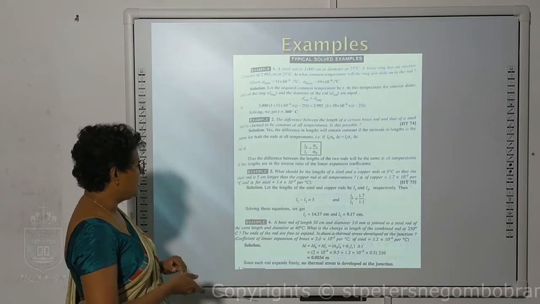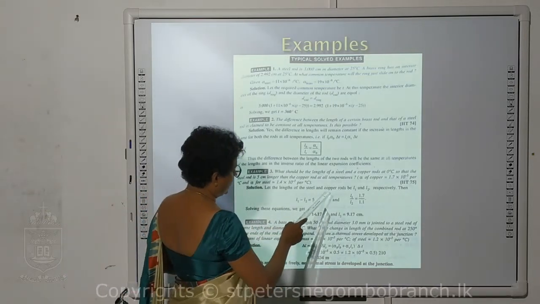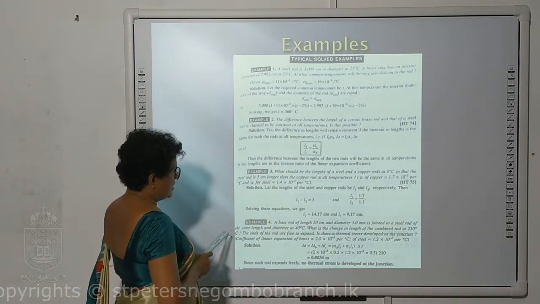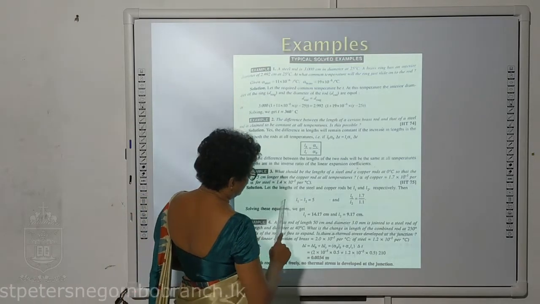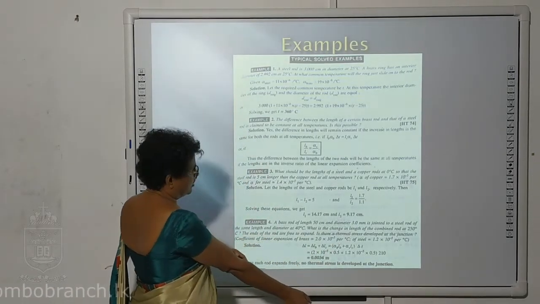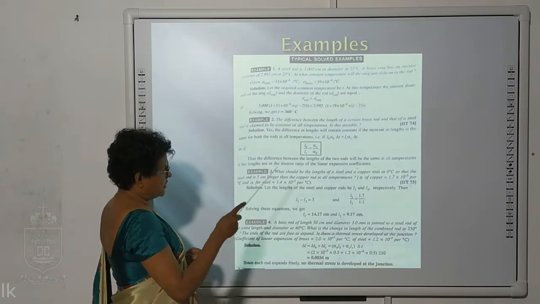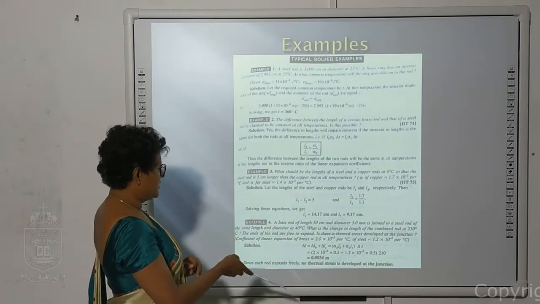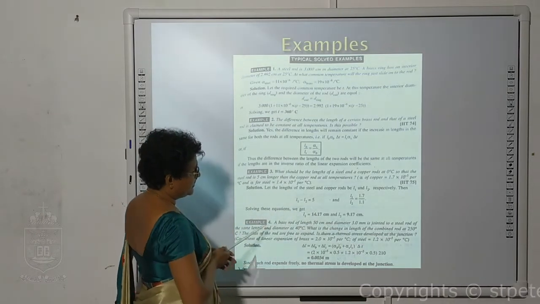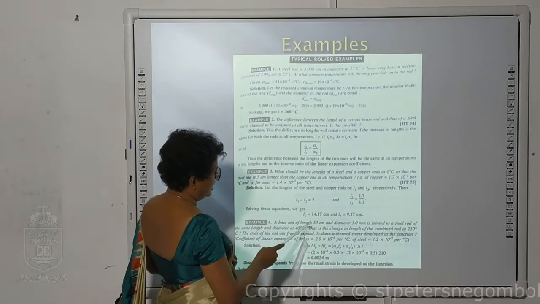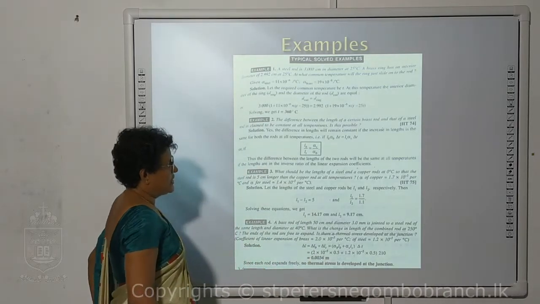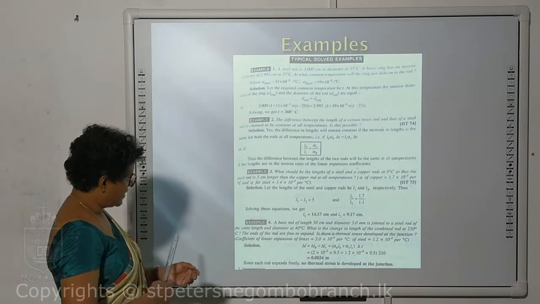So you can write the linear expansion equation for the steel rod, and you can write the same equation for the copper rod, and equation 1 minus equation 2, L1 minus L2 equals 5. Then you can find L1 and L2. When there are two equations, you can find L1 and L2.